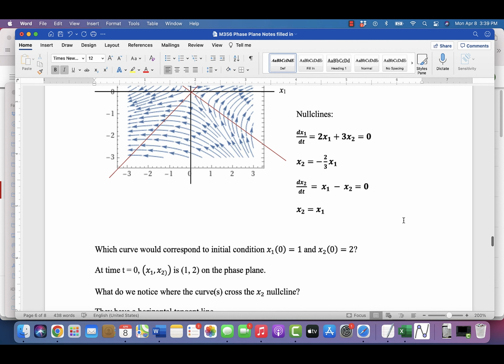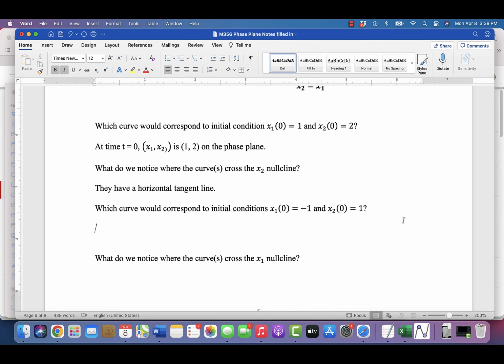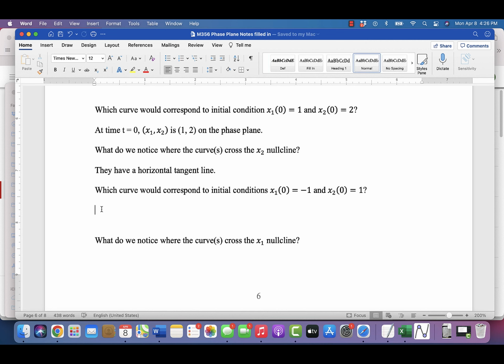What do we want to do next? Yes, let's look at which curve would correspond to the initial conditions x1 of 0 equals negative 1 and x2 of 0 equals 1. It's going to be the one that goes through the point negative 1, 1 on the phase plane.